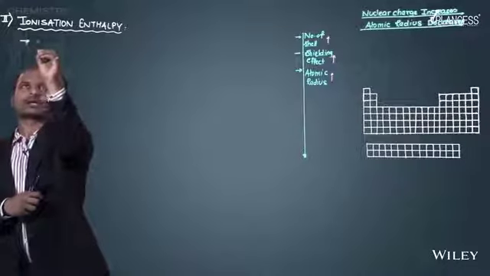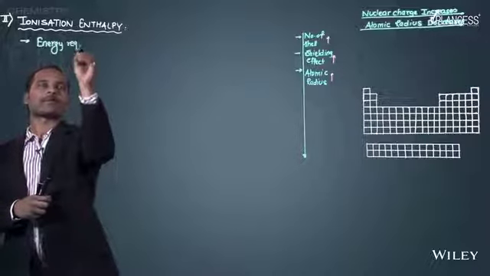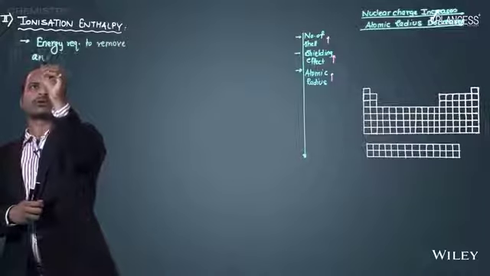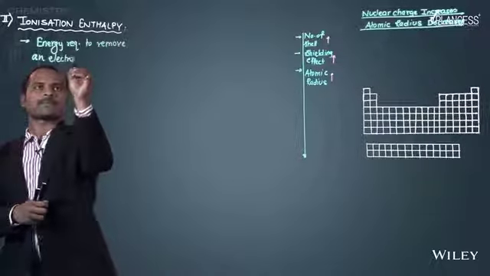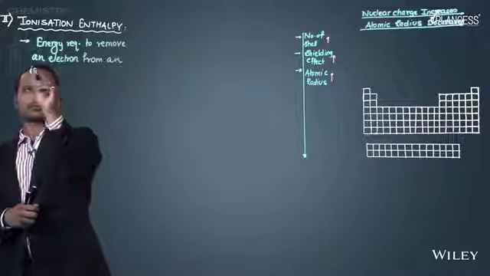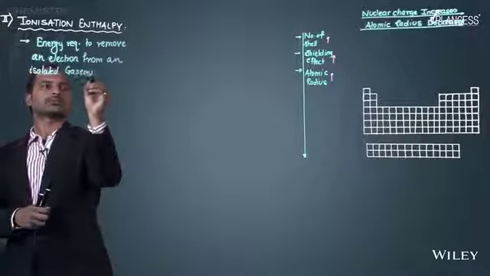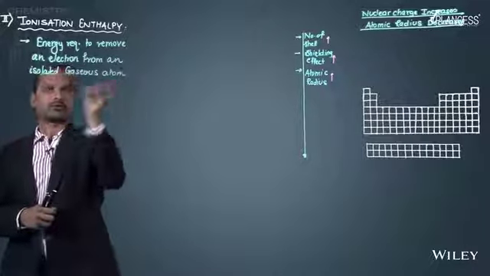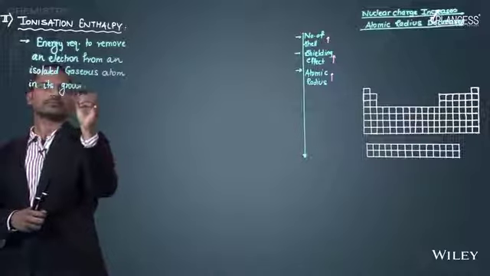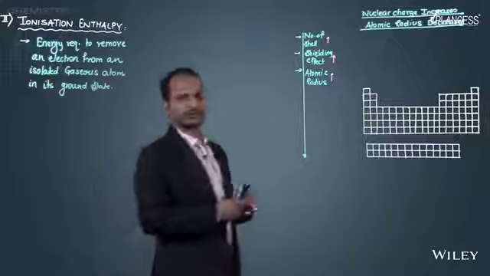Then simply I can say that ionization enthalpy is the energy required to remove an electron from an isolated gaseous atom in its ground state. So here we are talking about the removal of the electron.